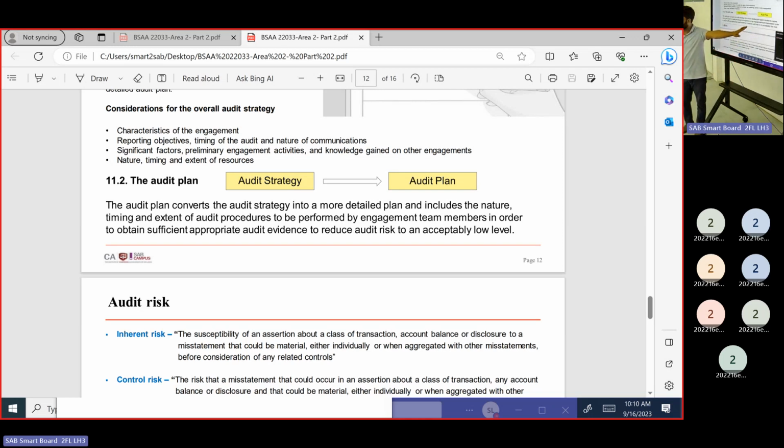Reduce audit risk. Audit risk can be divided into different areas. Audit risk, acceptable low level. Can we reduce this to zero? Can't. If we could, we could issue a certificate. So we are reducing the audit risk to an acceptable low level.